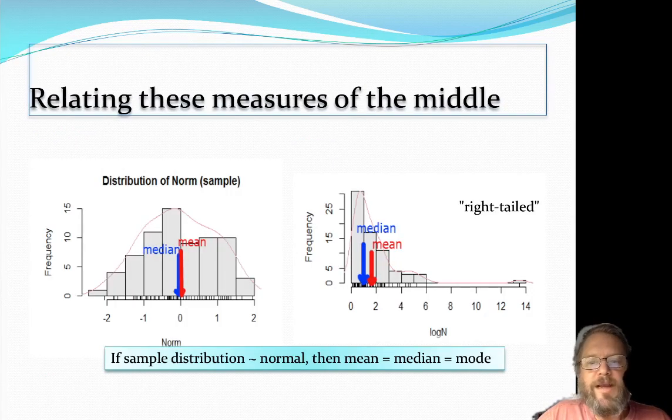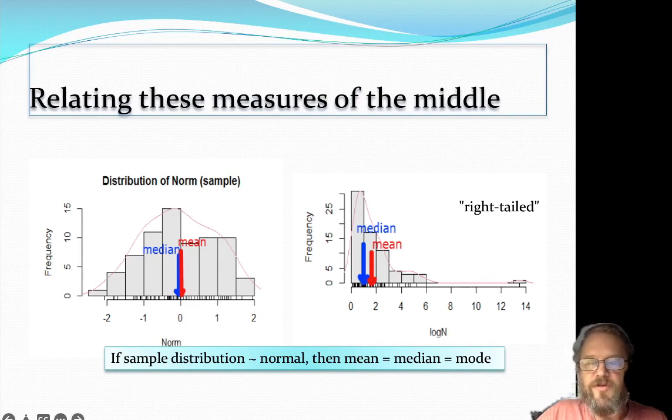Okay, so let's relate these measures of the middle. If the data are normally distributed, the mean and the median will be the same. But if the data are skewed, so this is a right-tailed skew, there's an observation that's way off to the right, what'll happen is that the mean is sensitive to this outlier, and so the mean will be greater than the median.